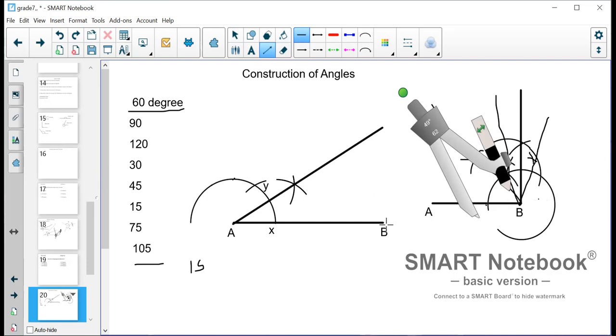Same thing, of course, you do from B when you're doing the construction here. You just find your 60 degrees, bisect 60, and you get 30.